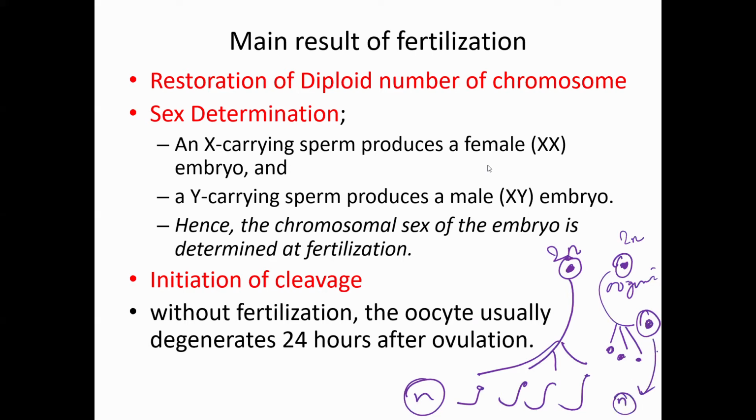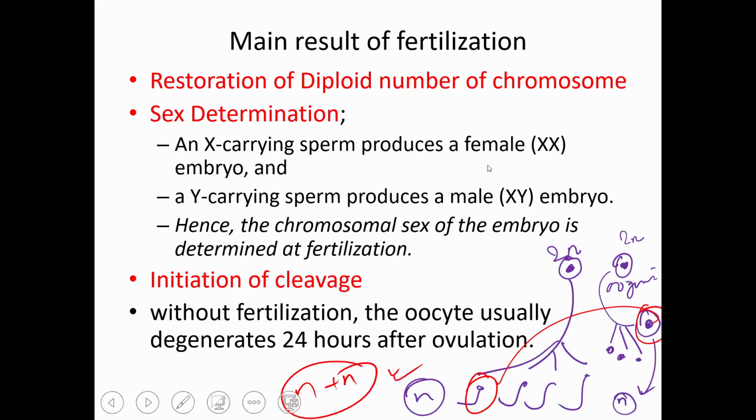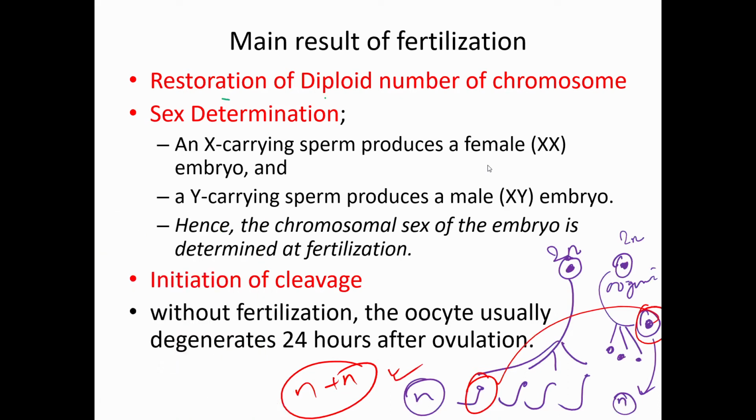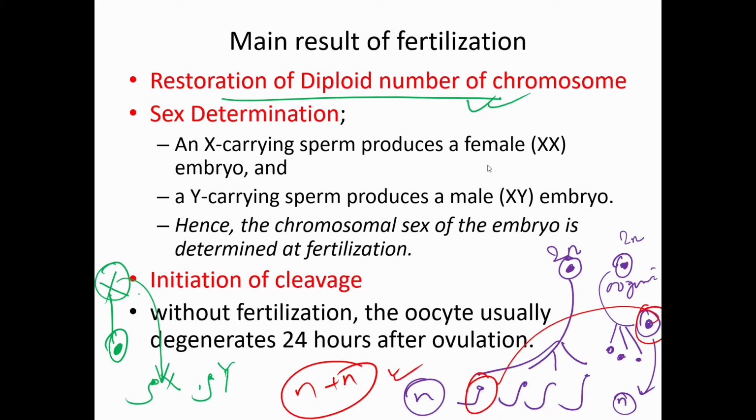When there is a fusion of the oocyte and sperm, n plus n restores the chromosome number. So the main result of fertilization is the restoration of the diploid number of chromosomes. Another is sex determination. The sperm can be an X sperm or a Y sperm, but the ovum is always X. So it can be XX or it can be XY.